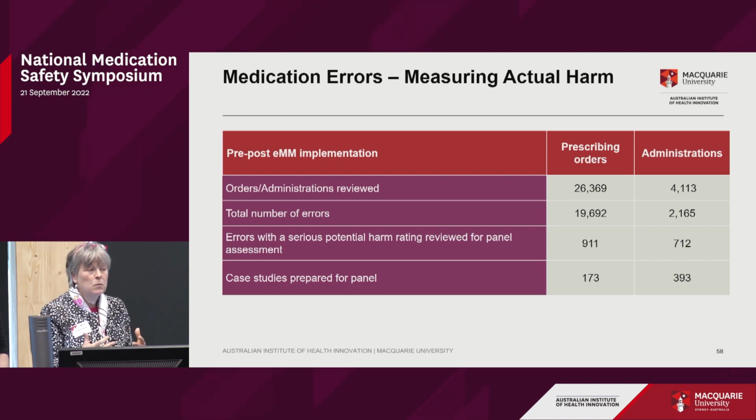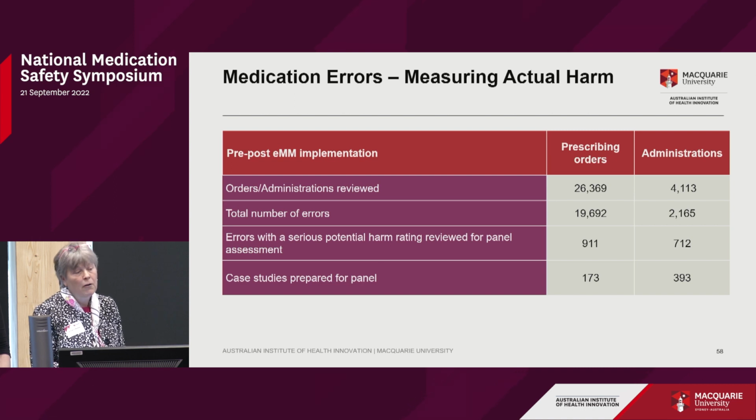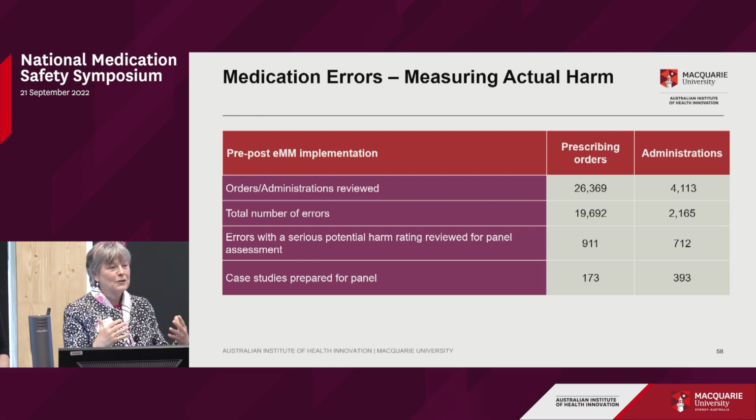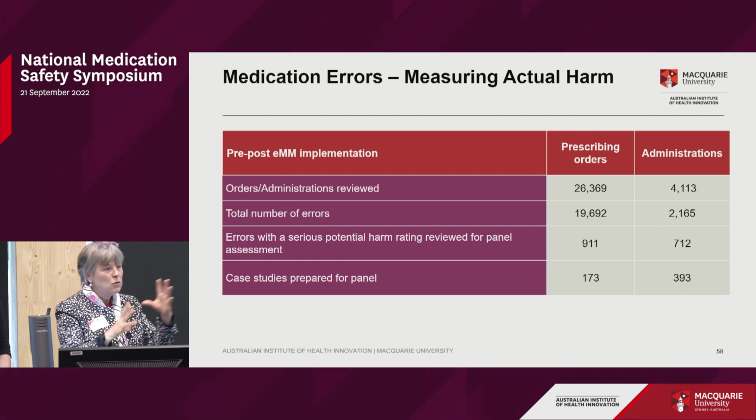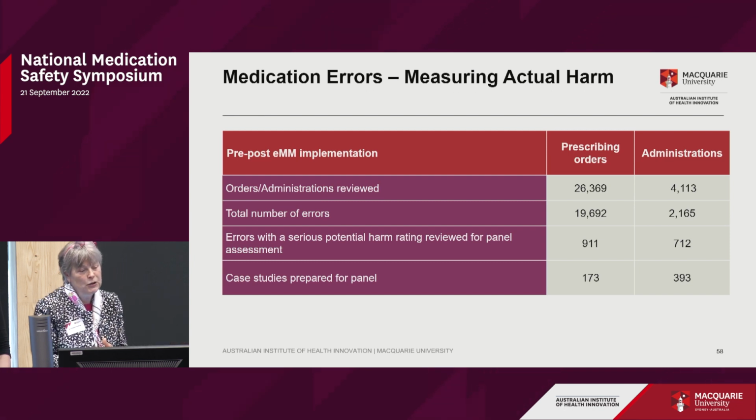Now, some of these ones where there was a potential harm rating was serious, but in some cases they didn't actually receive the drug. So a duplicate obviously has high potential harm if you've got a duplicate of paracetamol of a PRN rate and a standing order. But if you weren't given that, then it wasn't an actual harm. So there was a lot of sorting out and discussing to do.